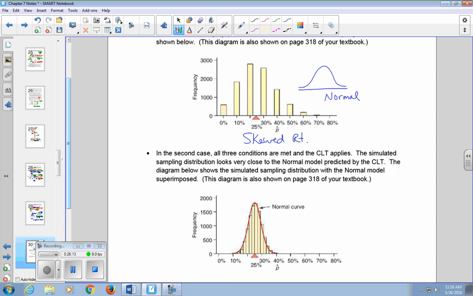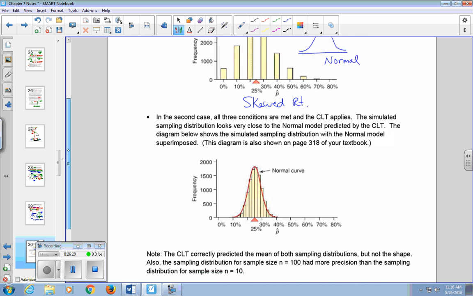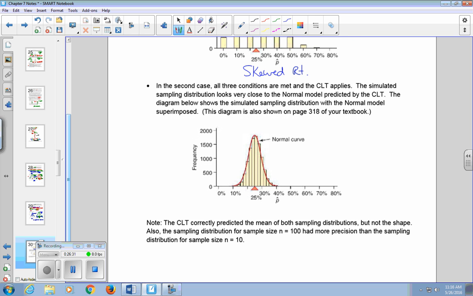In the second case, all three conditions were met and the central limit theorem applied. So the simulated sampling distribution looks very close to the normal model predicted by the central limit theorem. The diagram below shows the simulated sampling distribution with the normal model superimposed. And again, you can look at page 318 of your textbooks to see this graph.